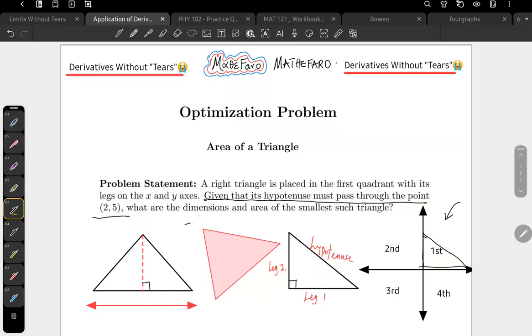Then, what are the dimensions and area of the smallest of such triangles? So it means what we want to optimize here is the area. So those two things: the first equation is the constraint equation that comes from the fact that the hypotenuse must pass through the point (2, 5), and the second equation is what we want to minimize, which is the area of the triangle.